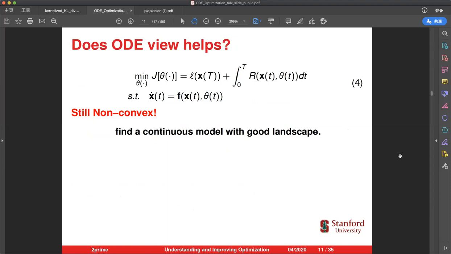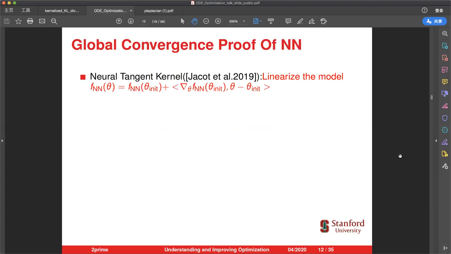Yeah, so let's go to what I have done in this area. I have written down this very clean formula, but it still helps. What we want to answer is, can it go to a global optimum? But even if you write down this very clean formulation, and even go to the infinite depth limit, it is still a non-convex problem. So what I have tried to do is find a continuous model that has a very good landscape.